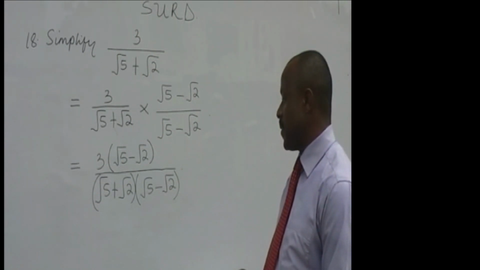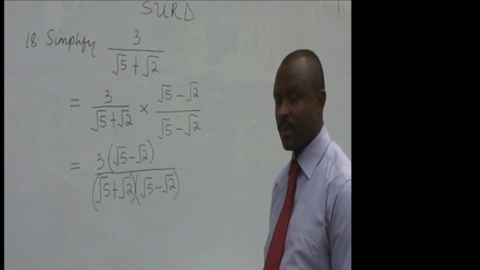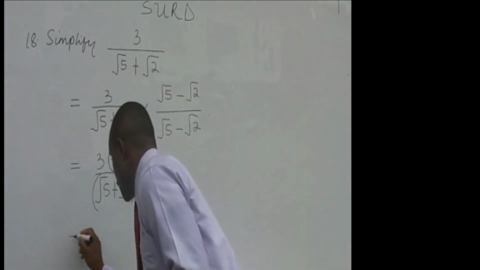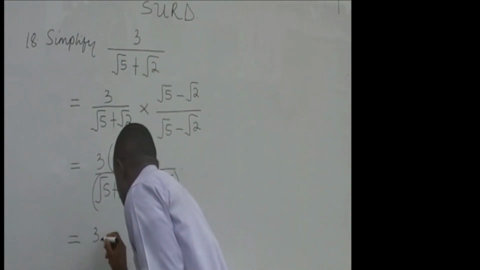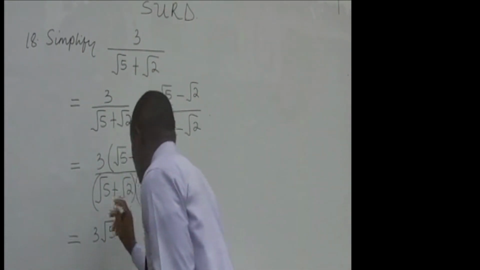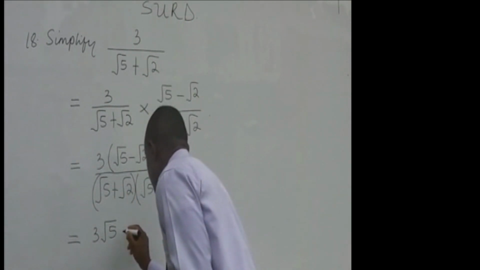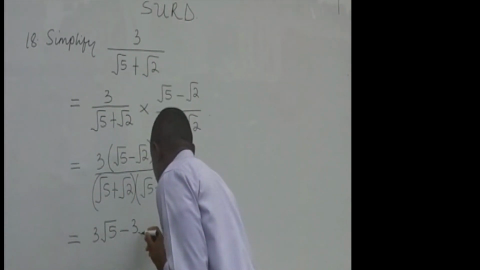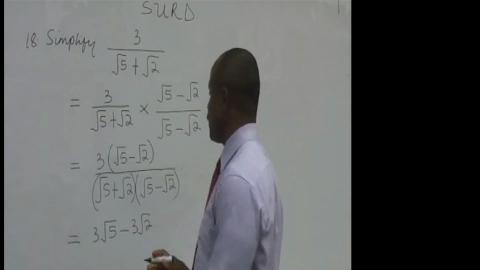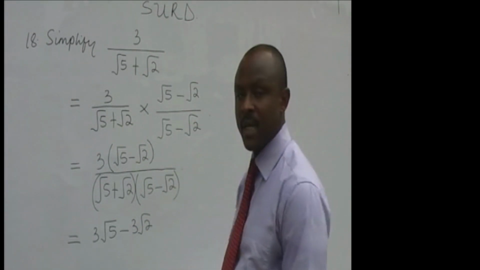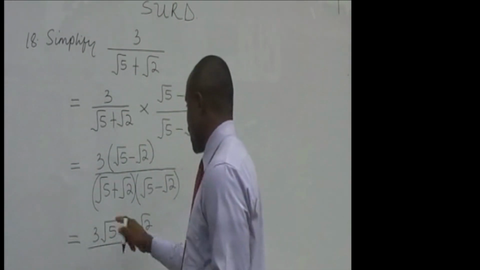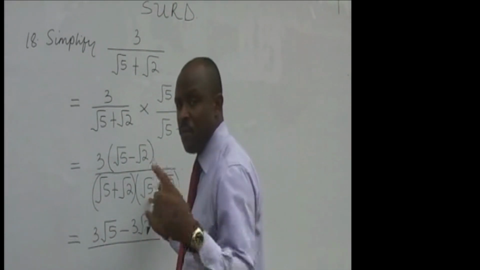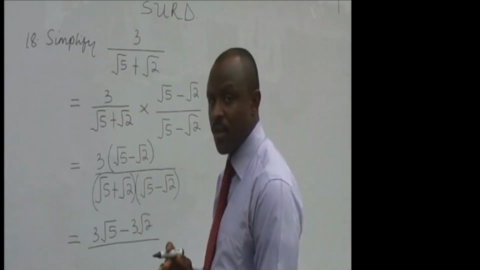Now, you are going to remove brackets. Watch. 3 times root 5 will give you 3 root 5. 3 times minus root 2 will give you minus 3 root 2. That is all about the numerator. Divided by, first multiply as if you are dealing with a quadratic equation.